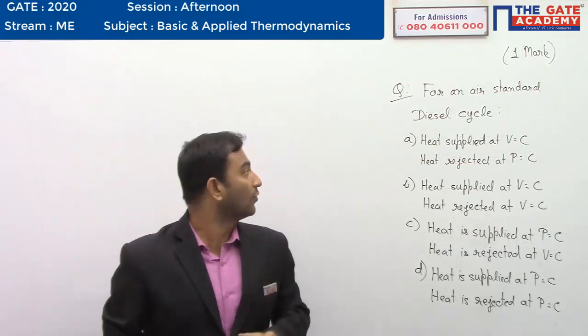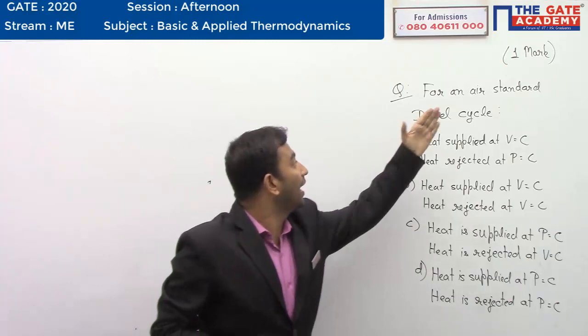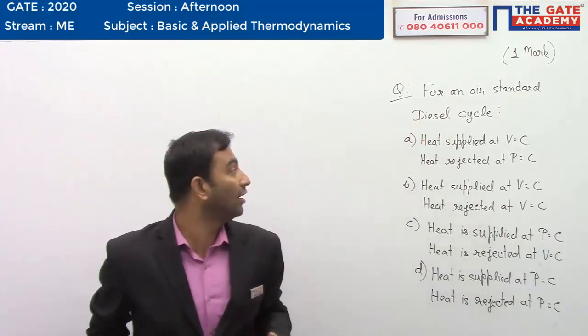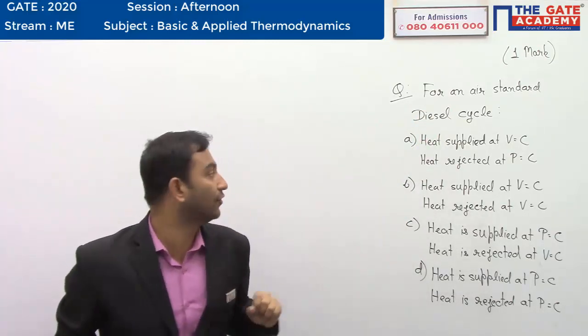Okay, so the next question goes like this. For an air standard diesel cycle, you are given 4 options over here.